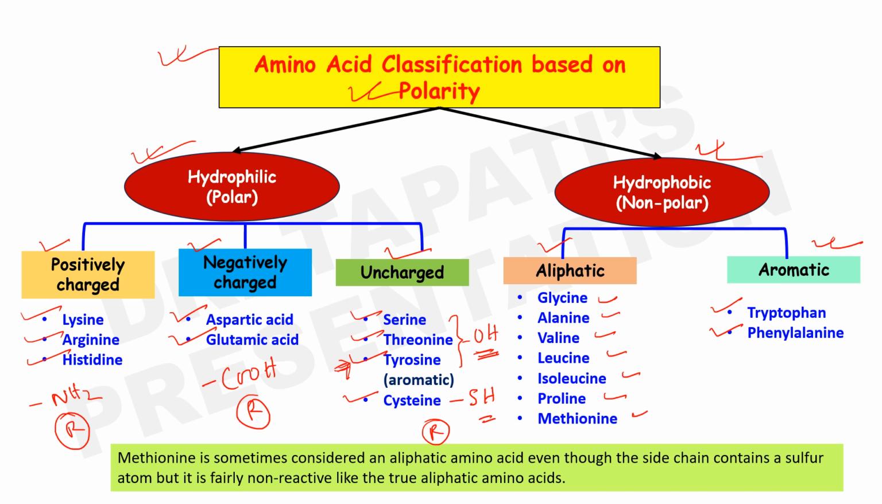Now, if you consider methionine, this is considered an aliphatic amino acid, even though the side chain contains a sulfur atom like cysteine, but it is fairly non-reactive like the true aliphatic amino acids. Therefore, it is coming under aliphatic amino acid or non-polar amino acid here.